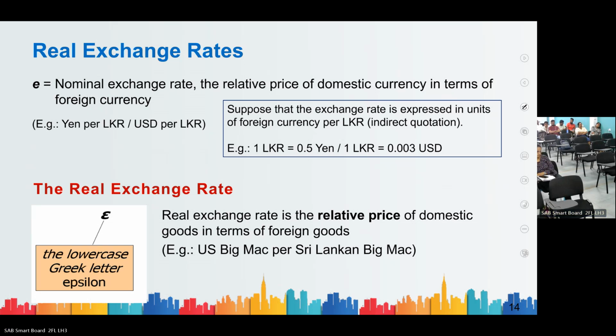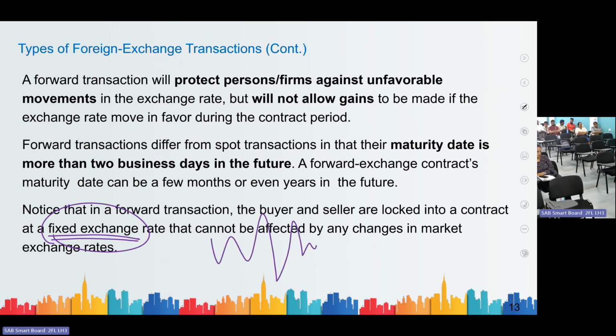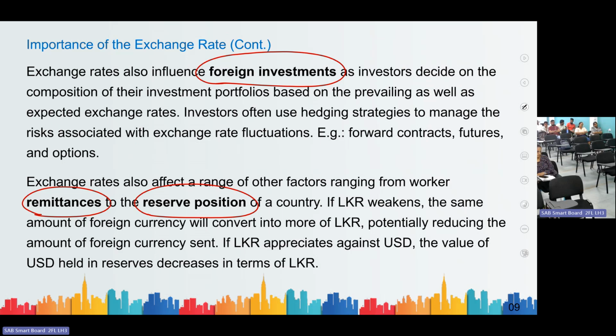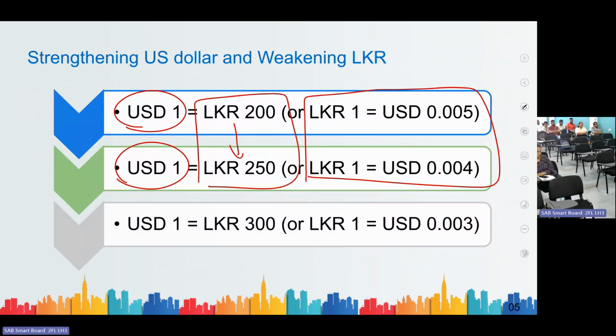So this is the next section, which is about the real exchange rate. So far we talked about the nominal exchange rate. All of these concepts are nominal exchange rates. These are the exchange rates observed in websites of banks and websites of the central bank. When you visit a commercial bank branch, you will see a notice board displaying the current exchange rates. They are nominal exchange rates. So usually what we are referring to is the nominal exchange rate.